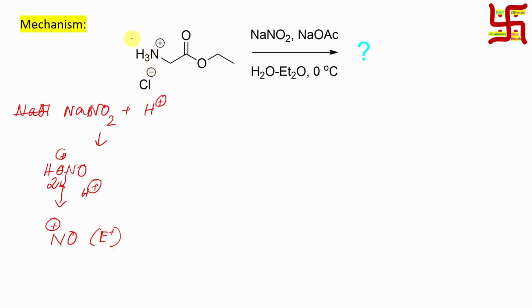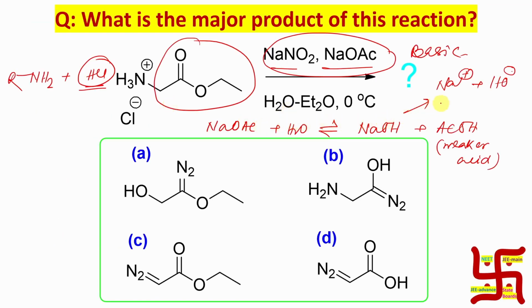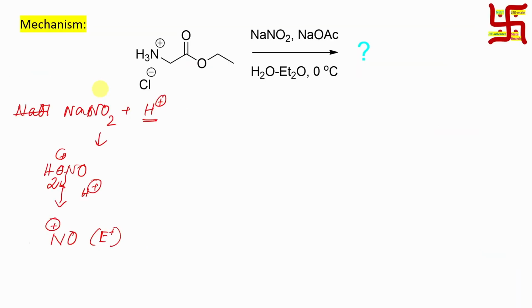Now you will say, sir, this is an ammonium, so how will amine be generated? Recall how this H plus was generated. In the first case I have shown that this part is basic, so that basic solution is quenched or reacted with this HCl. Consequently the medium becomes slightly acidic. So right now this amine is not completely protonated. So it is an equilibrium between the free form and the protonated form.